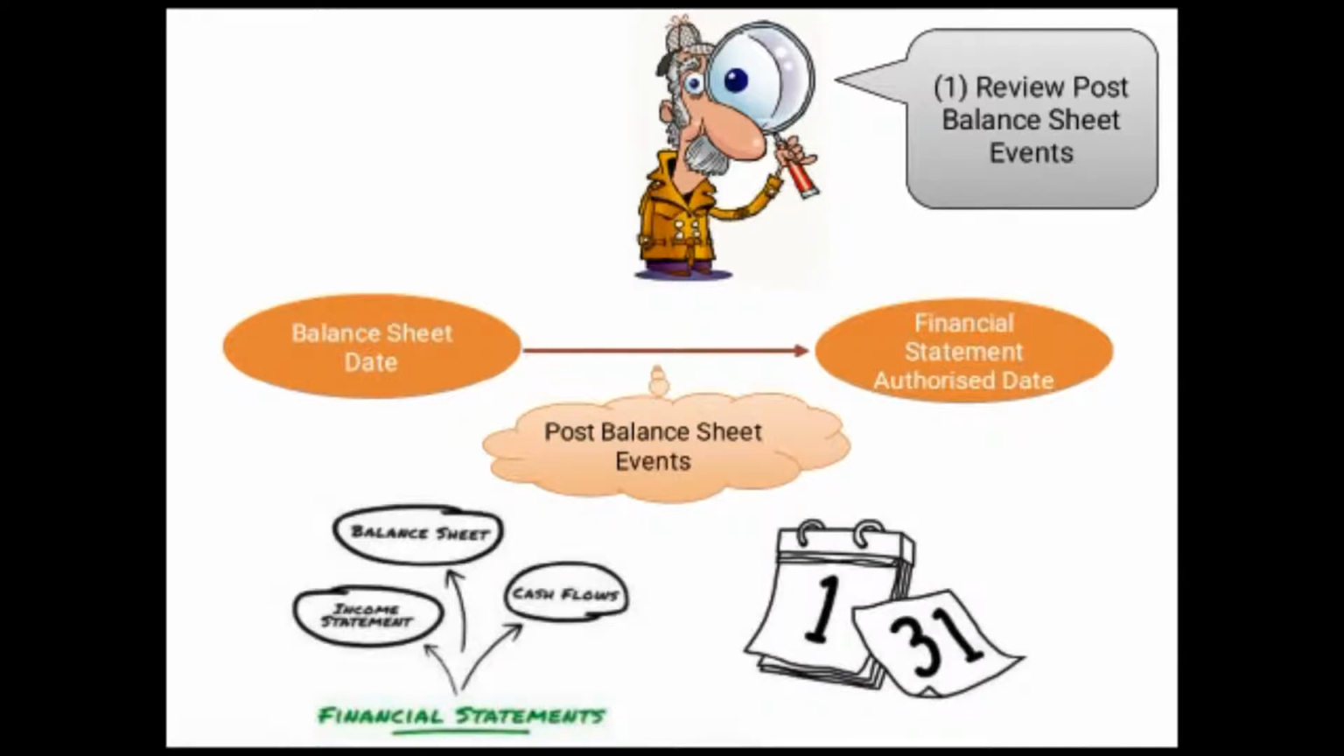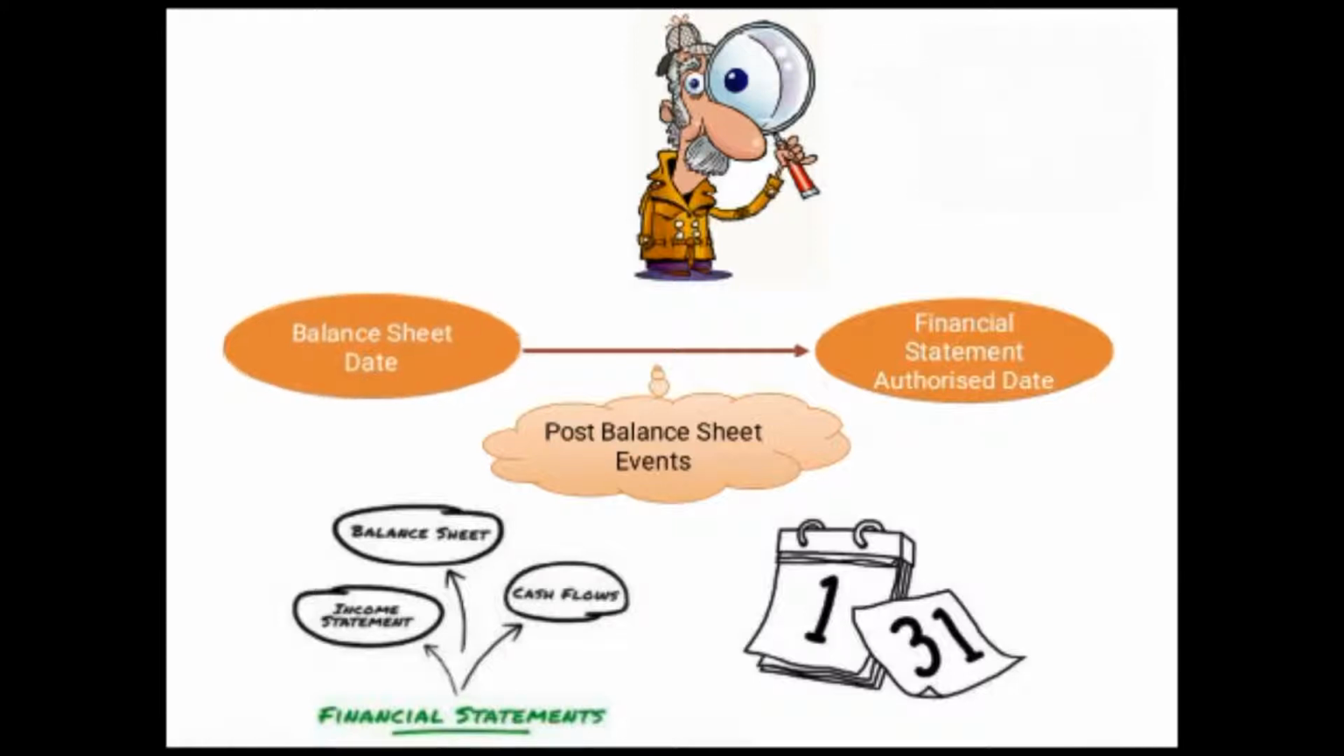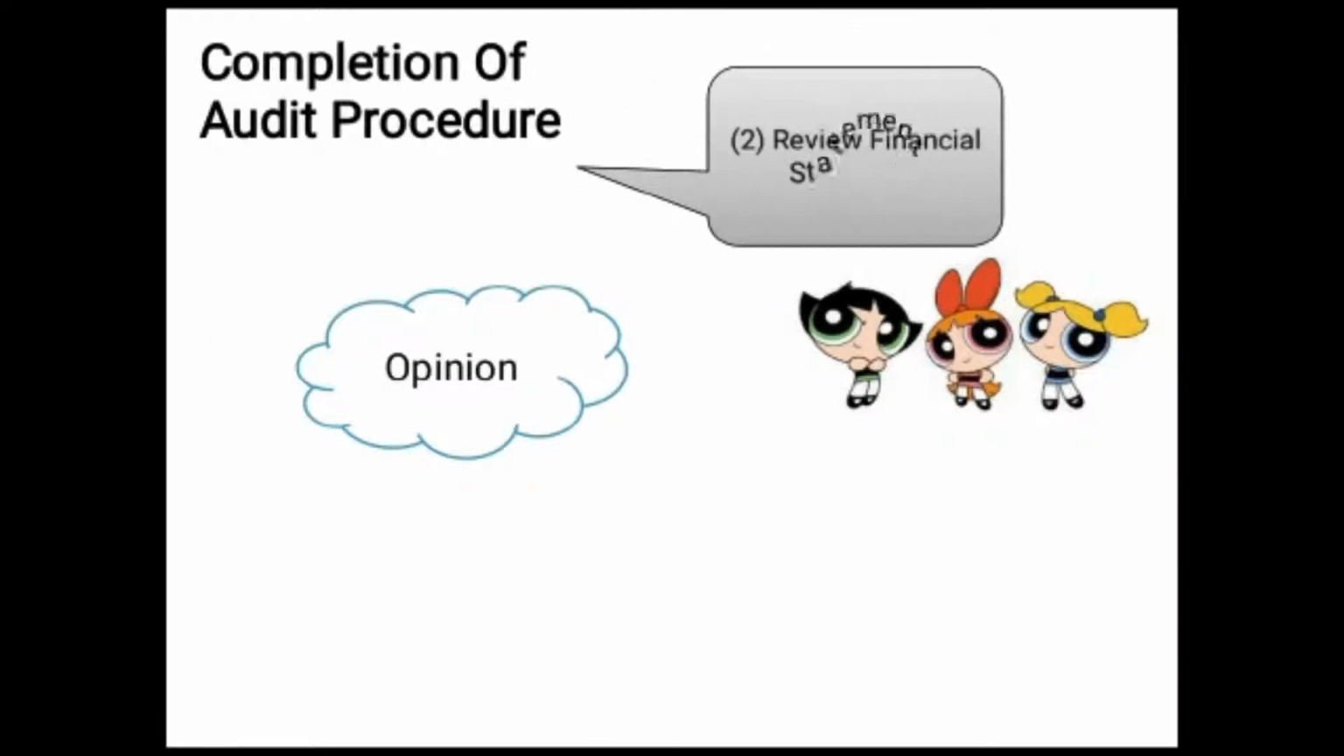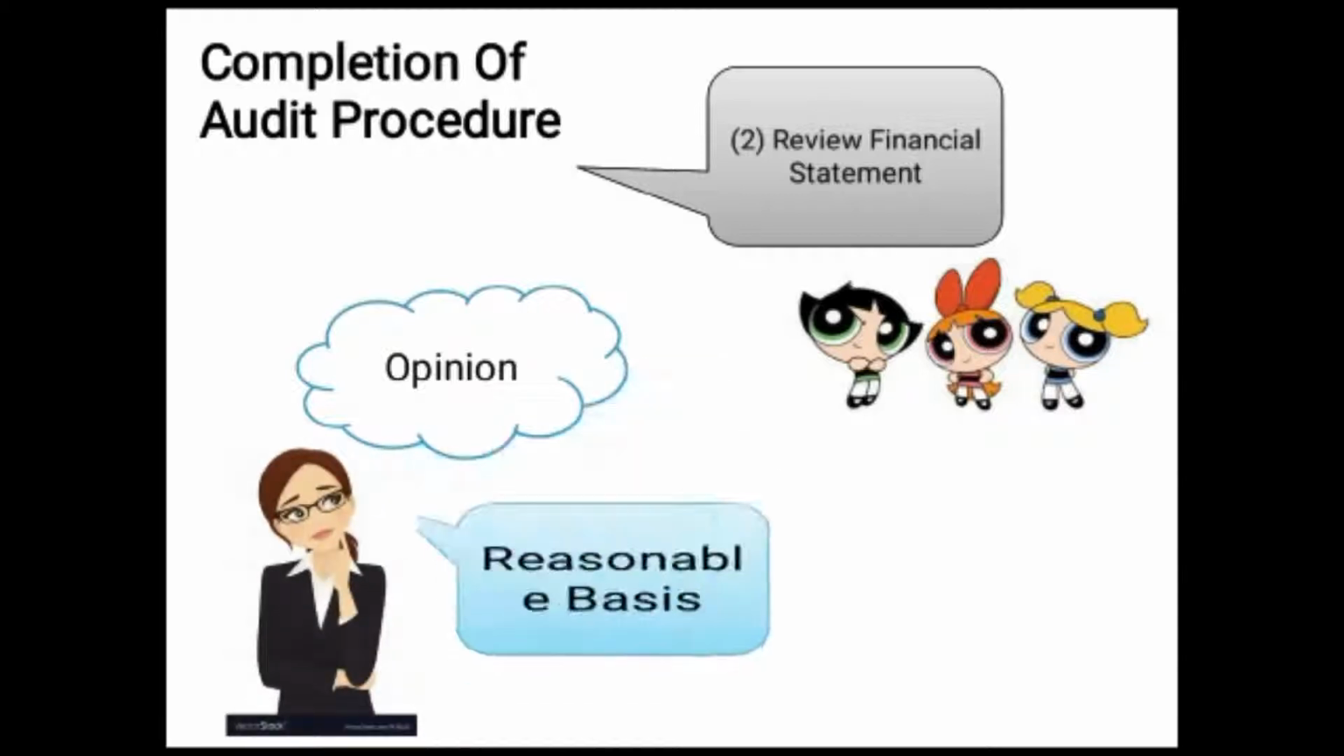First is the review of post-balance sheet events. Events that occur between the balance sheet date and the date on which the financial statements are authorized to issue are called post-balance sheet events. Second step is review financial statement. The auditor shall review the financial statement in a manner that he is able to give a reasonable basis for his opinion on the financial statement.